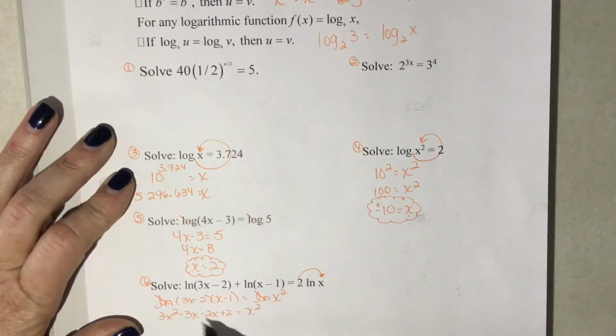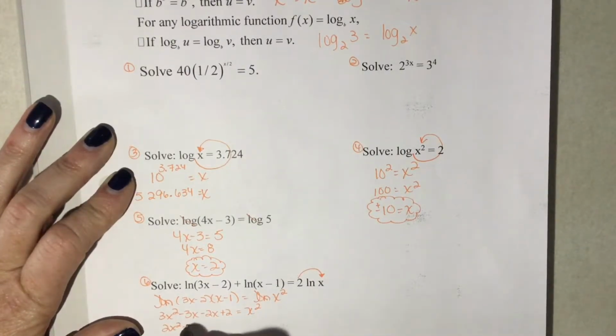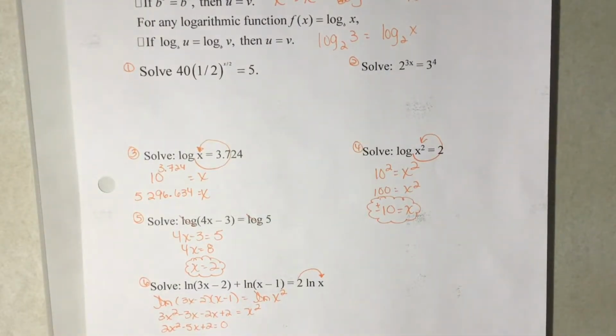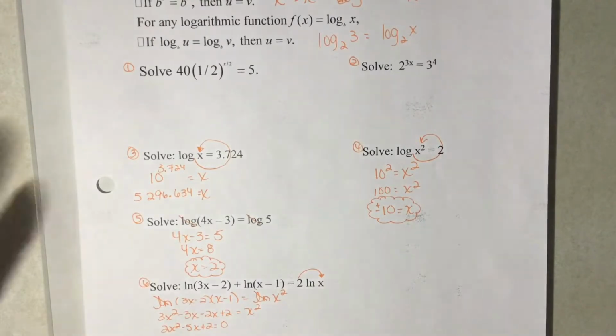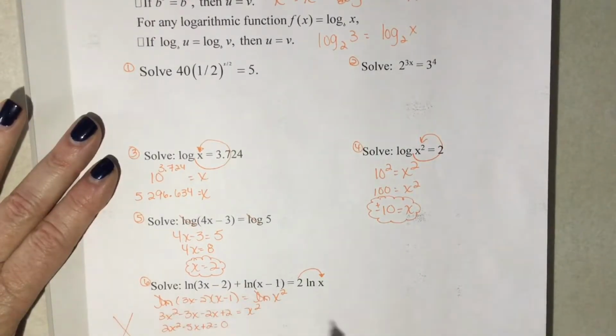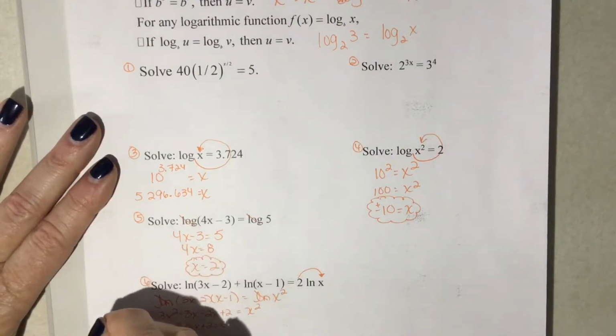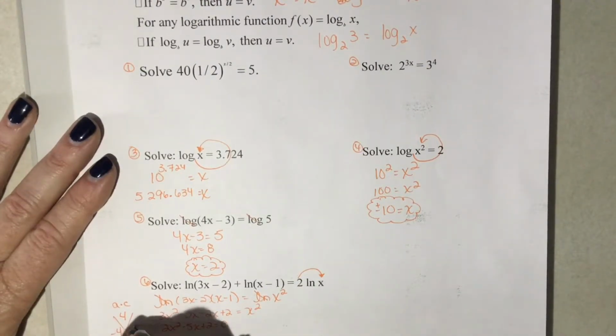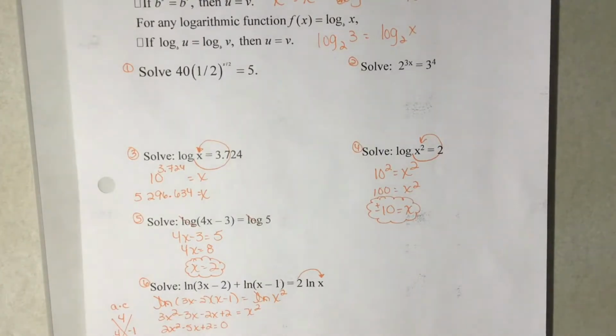I can simplify my like terms. So I get 2x squared minus 5x plus 2 equals 0. Anytime I've got a quadratic, we want to set it equal to 0. I can either factor it, and in this case, that looks like what I will be doing. So a times c gives me 4. This x squared, to get it equal to 0, I bring the x squared over. Subtract x squared from both sides. So multiply to give me positive 4, but add to be negative 5. Negative 4 and negative 1.